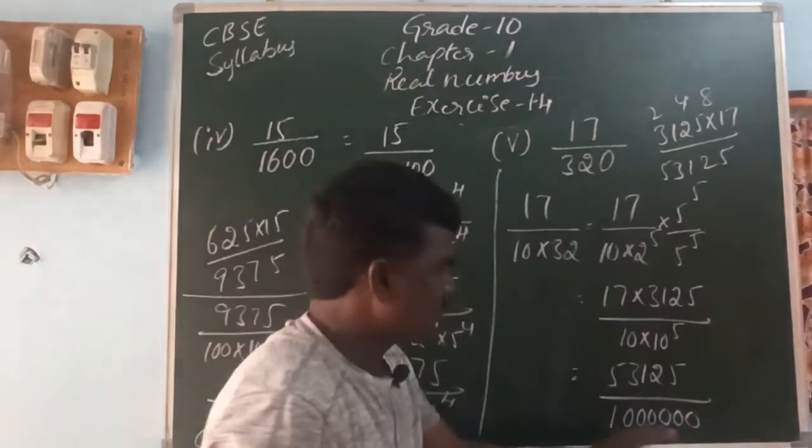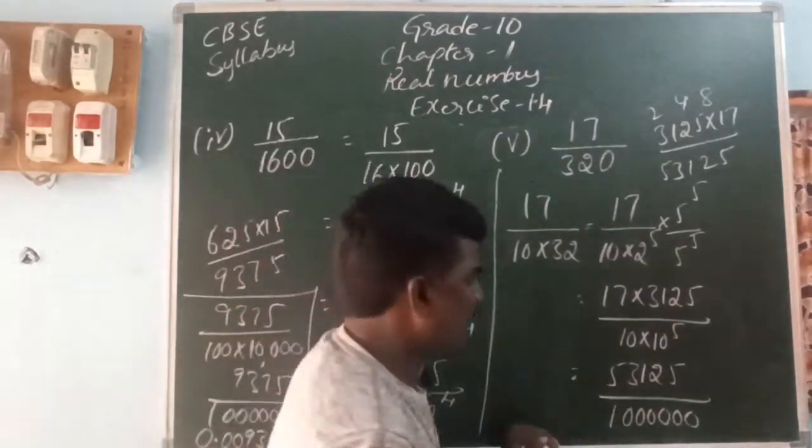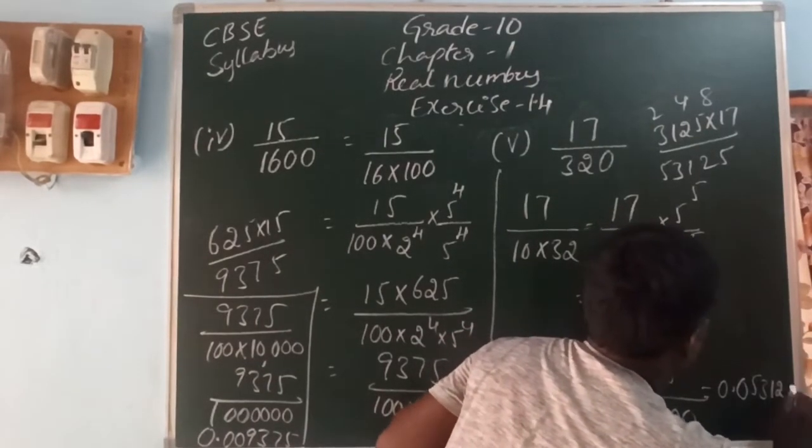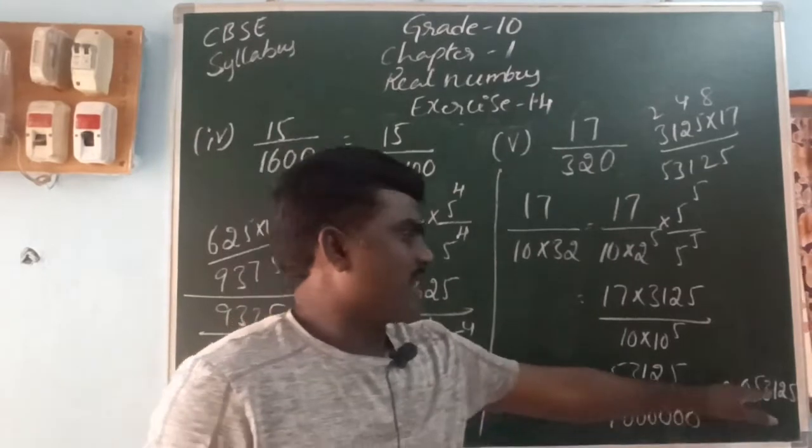So here, how many zeros are there? 6 zeros. How many decimals are there? 5 decimals. So we can write it as 0.053125. So this is a terminating decimal.